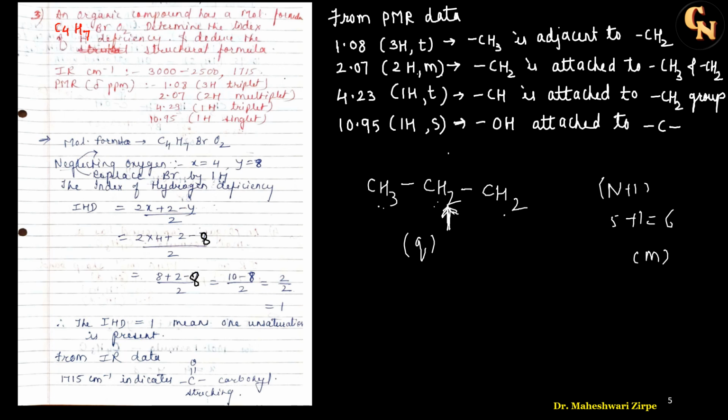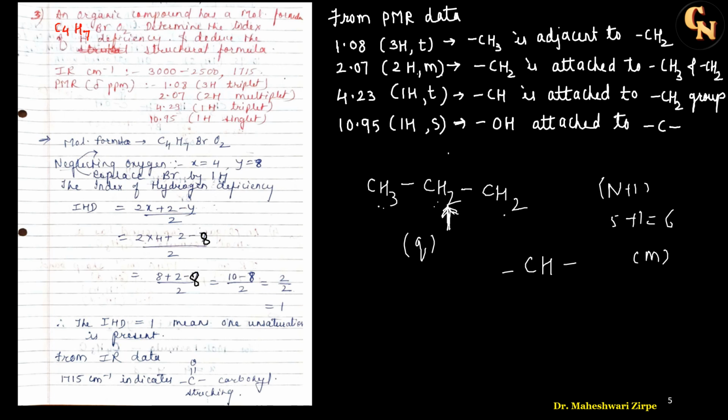Then next is what? One hydrogen showing triplet. Okay, so there must be a CH group which is attached to a CH2 group. One hydrogen showing triplet, and they are telling that it is 4.23. 4.23 indicates that it is having some electronegative group attached to it, so that may be because of a CH group which is attached to some electronegative group.